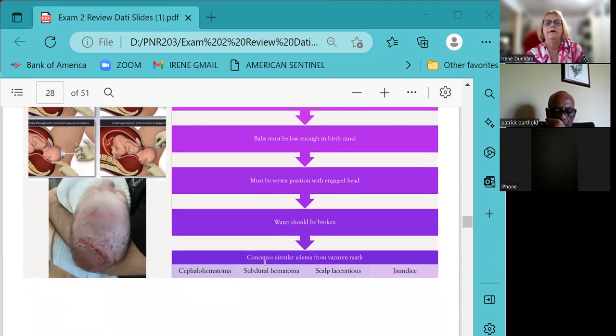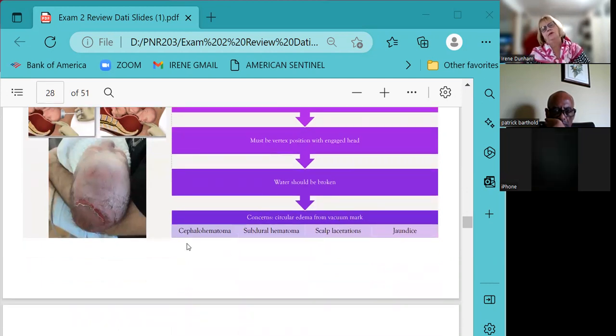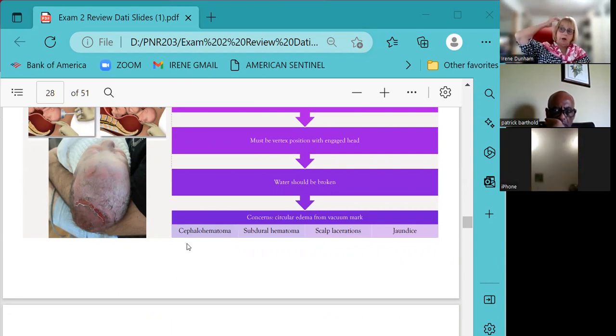All right, and again, you have your circular edema from the vacuum mark. And then you can have complications called a cephalhematoma, which is a collection of blood under the skull. So on the side of the head, take your hand, put it on the side of your head. Okay, so this could be where a cephalhematoma could happen. Okay, good. Thank you, Patrick. You could have a scalp laceration. You saw that picture.